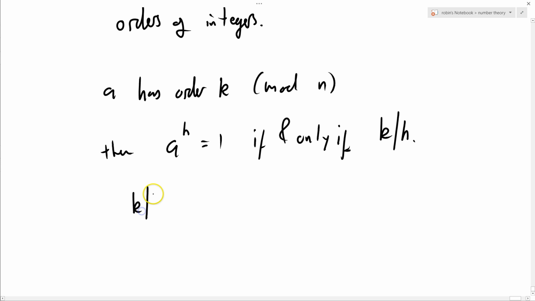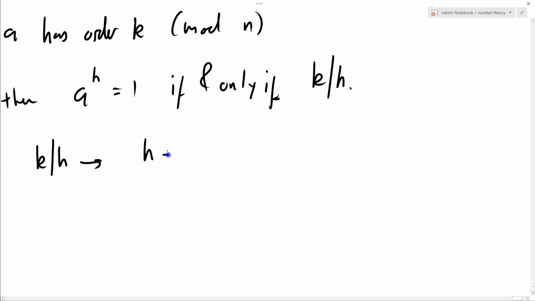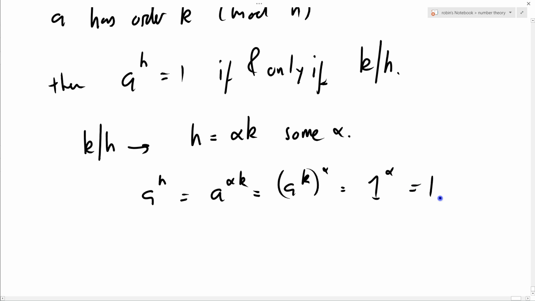Let's assume that k divides h. What does that tell us? That tells us that h equals, let's say, alpha k for some alpha. So a to the power h equals a to the power alpha k equals a to the power k to the power alpha equals 1 to the power alpha equals 1.